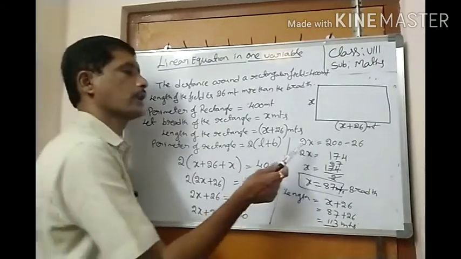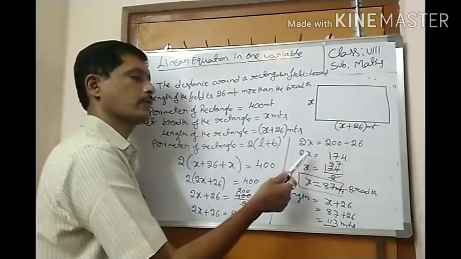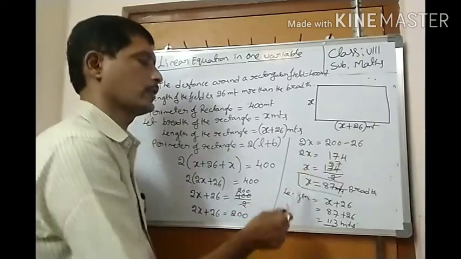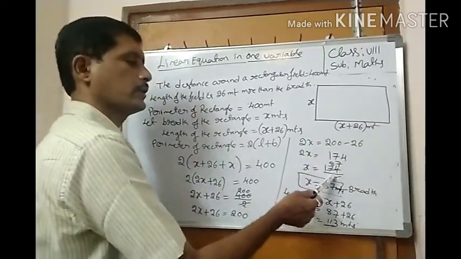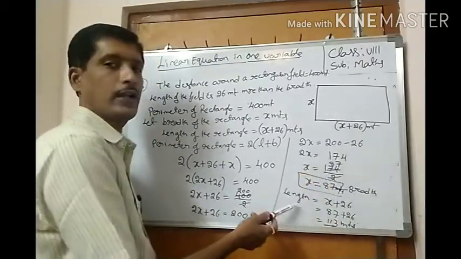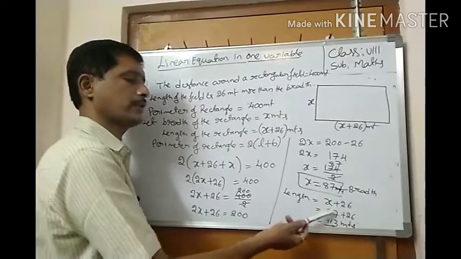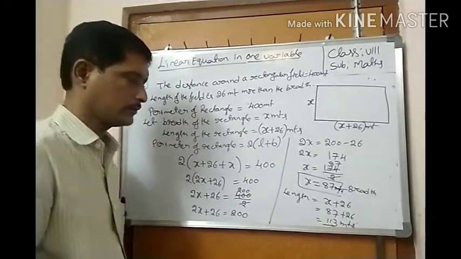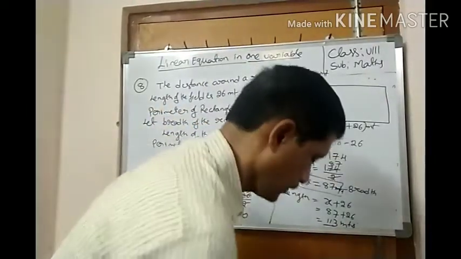Therefore 2x equal to 200 minus 26. Here 200 minus 26 is 174. Therefore x equal to 174 by 2, that is 87. Therefore x equal to 87 meters, the breadth. Therefore length equal to x plus 26, 87 plus 26, that is 113 meters. Okay, understood? Next question.